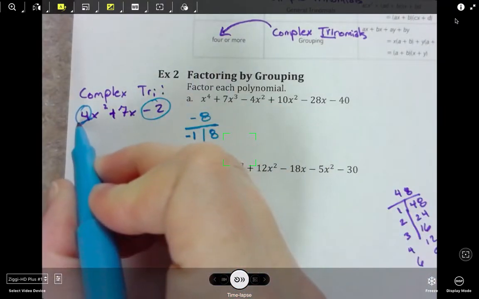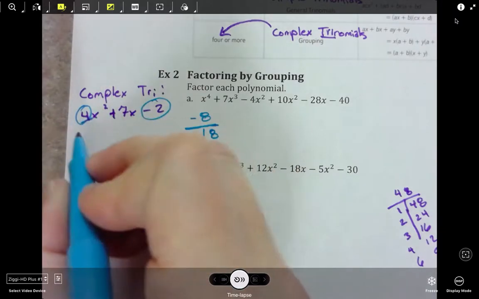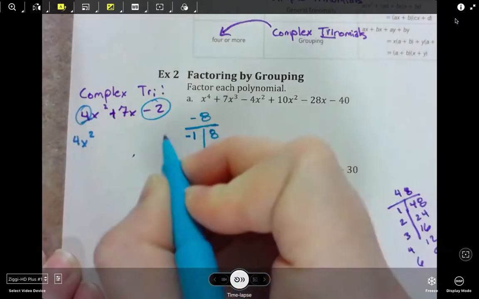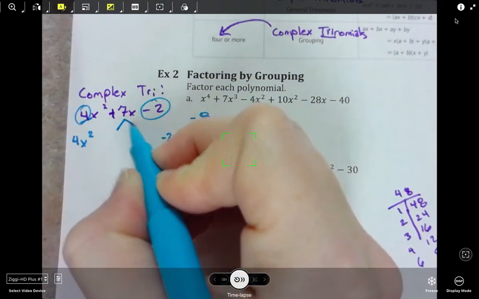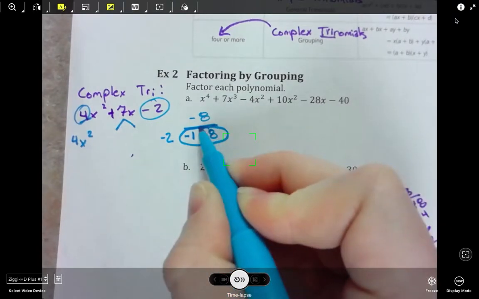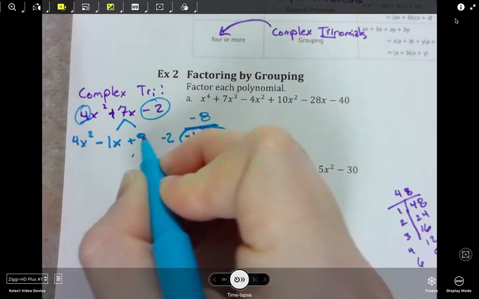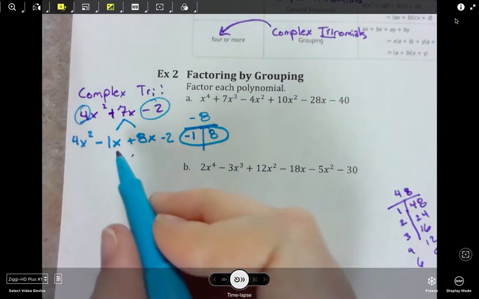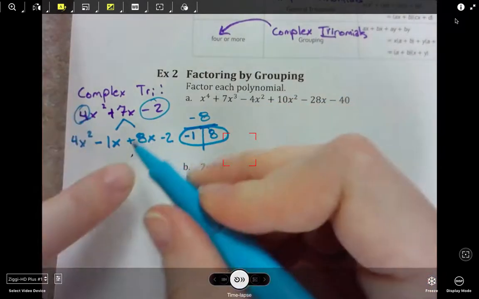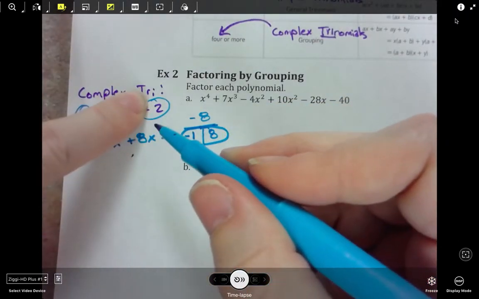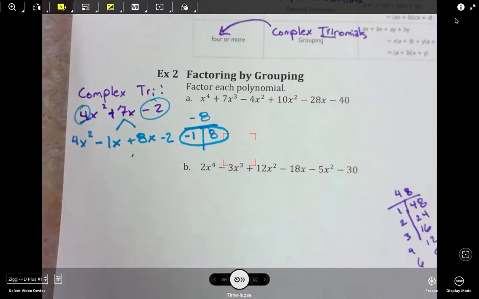So now I write this complex trinomial in 2 pieces. Or, excuse me, in 4 pieces. 4x squared minus 2, those 2 pieces stay the same. But this 7x is going to break down, and it's going to be written with these 2 numbers here. I will write minus 1x plus 8x. So that 7x will break down into those 2 pieces. If I go in the reverse order, going from here up to here and combining those 2 terms, I should get 7x. Negative 1x plus 8x gives me 7x. We're good.